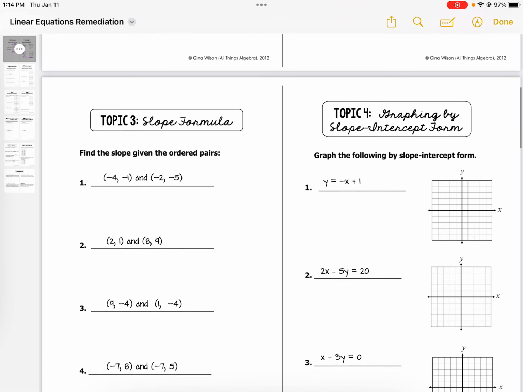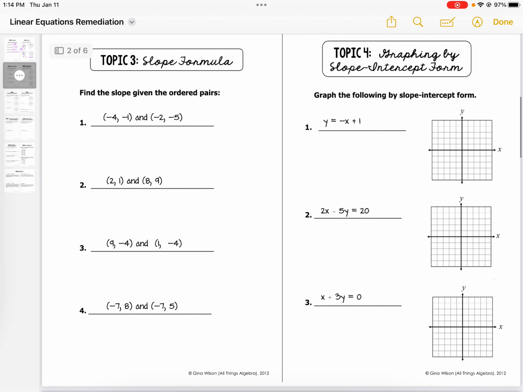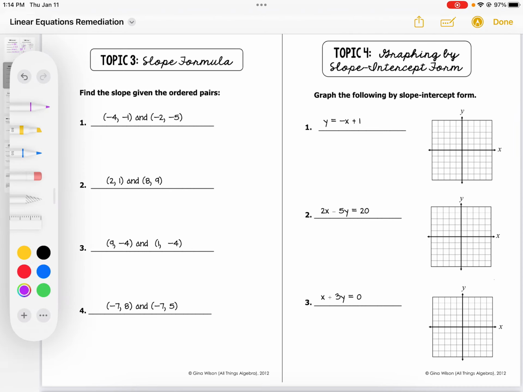Right. Topic 3, using the slope formula given the ordered pairs. The slope formula we know is y2 minus y1 over x2 minus x1. Some of you are still having issues with this. Simple little things will make a whole problem incorrect, so please be careful. The slope formula says, here's your first x, here's your first y. Here's your second x, here's your second y.